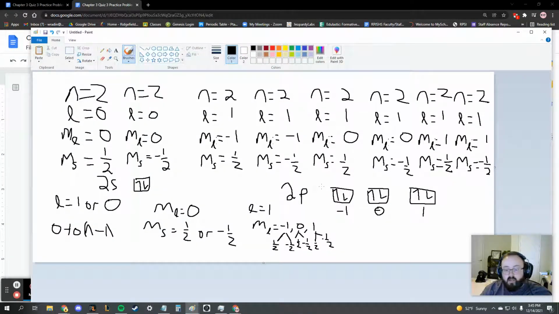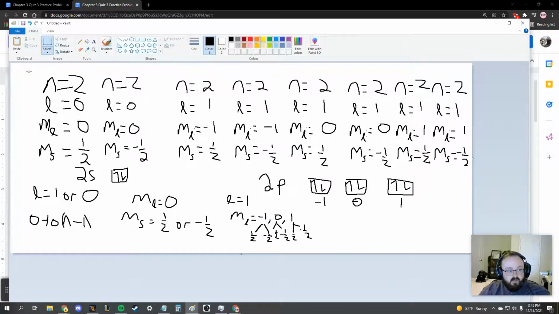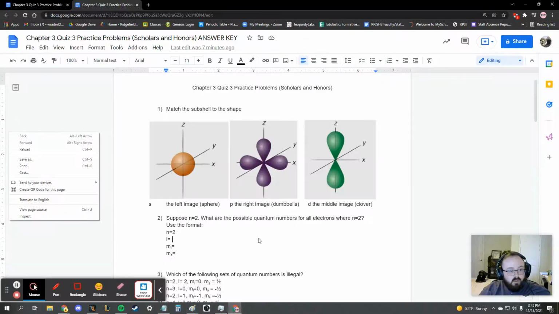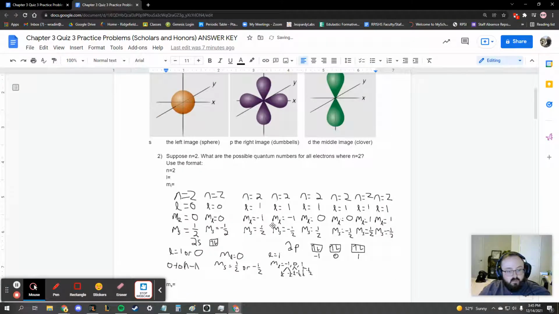And each one of them can have 2 electrons in them. We call those electron pairs. So here is all of the n equals 2 electrons. And what I'm going to do now is actually copy and paste this image into the document. There we go.